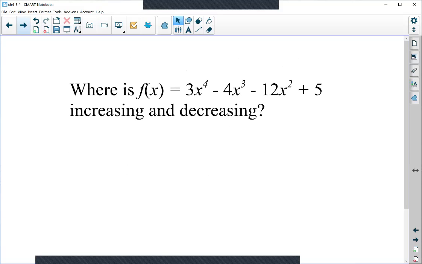All right, here we go. Where is the function 3x to the 4th minus 4x to the 3rd minus 12x squared plus 5 increasing, and where is it decreasing? The first step, find the derivative.